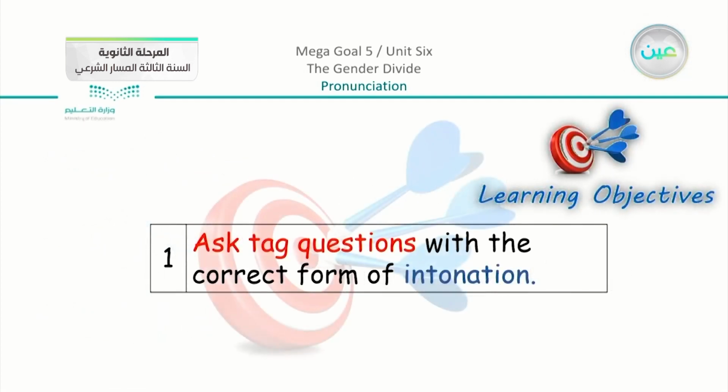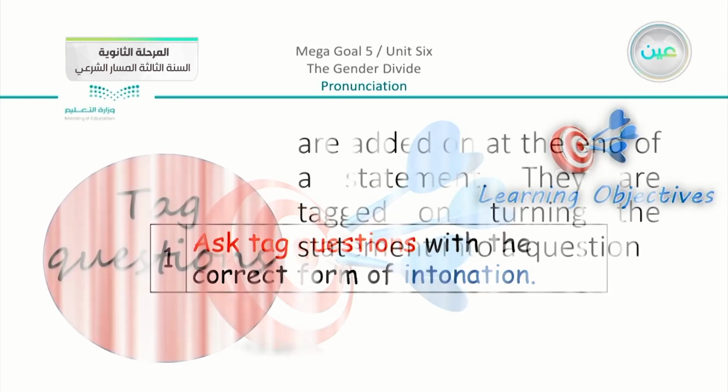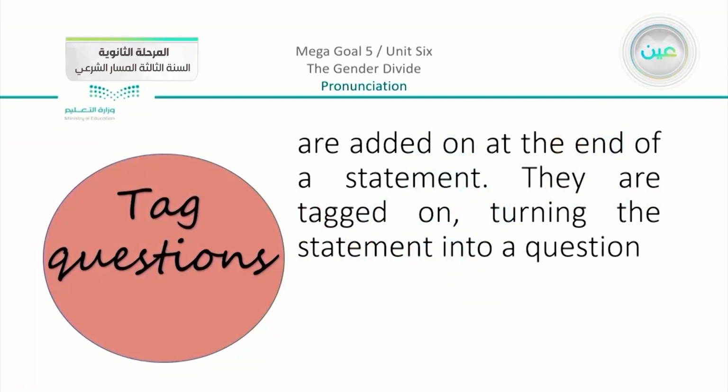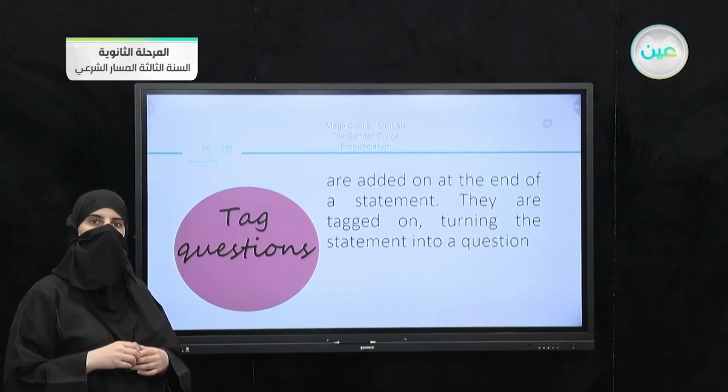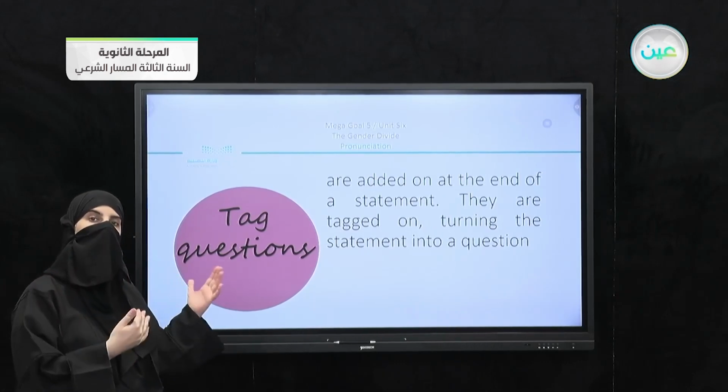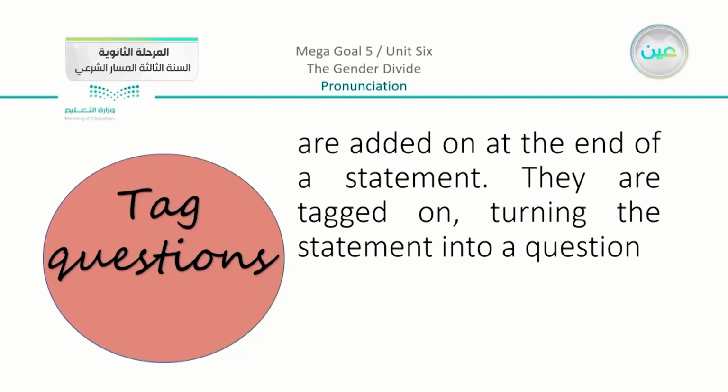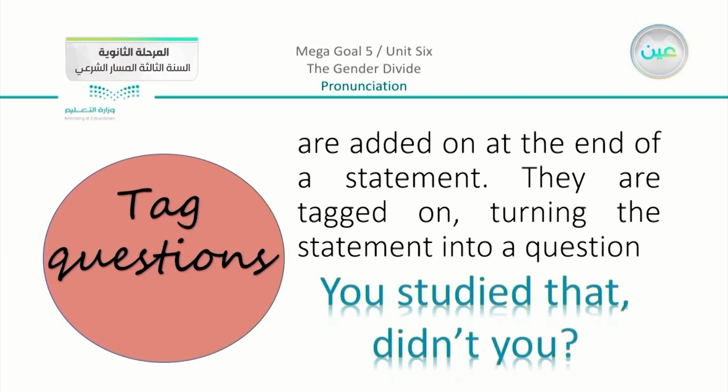Our objective for the pronunciation part in our lesson is to ask tag questions with the correct form of intonation. Now, tag questions. As you have seen, when I displayed the sentences that we have in the conversation, tag questions are added on, or tagged on, at the end of a statement, turning the statement into a question. For example, you studied that, didn't you?